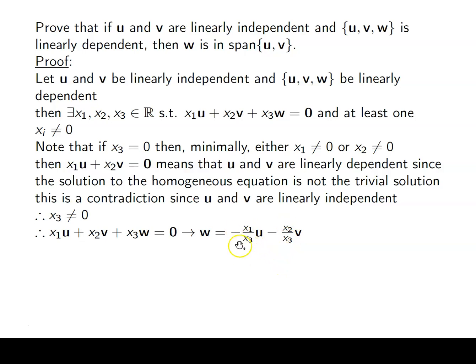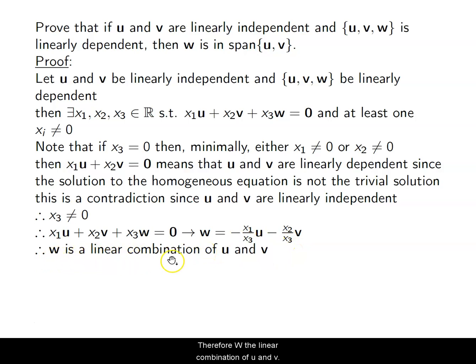So what does that mean? This is a constant times u plus another constant times v. It's a linear combination of u and v. Therefore, w is a linear combination of u and v. Therefore, w is in the span of u and v, because if it's in the span of these vectors, it can be written as a linear combination of those vectors.